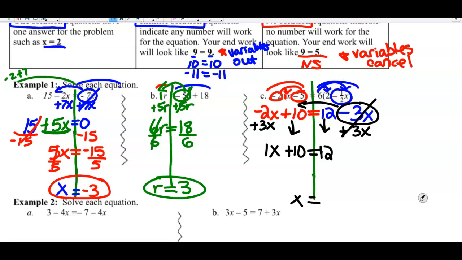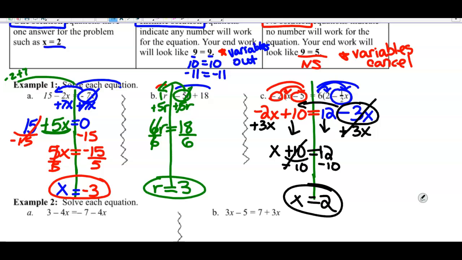So watch, whenever it's a positive 1x, I'm not going to write the 1 in there for the answer because it makes it a one-step equation this way. So then, this is a one-step. So how do I get rid of this plus 10? I do minus 10, and then that cancels, and I get x equals 12 minus 10 is 2.